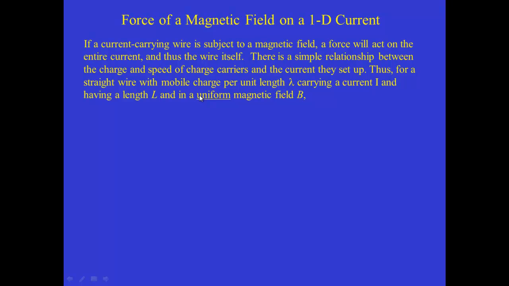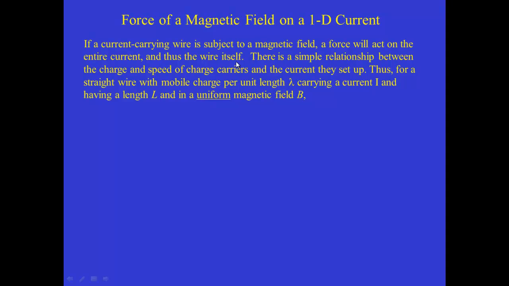Now let's look at the force of a magnetic field on a one-dimensional current, and we'll extend this to talk about 2- and 3-dimensional currents in a minute. If a magnetic field exerts a force on a moving charge, and if a current is a collection of moving charges, then the field will exert a force on the entire current, or the entire object that's carrying the current. So sometimes it's useful to find an expression for this force that doesn't involve the individual charges, that's just written in terms of the current.